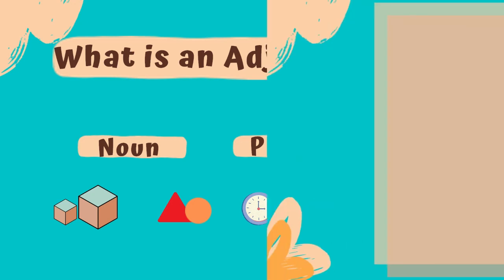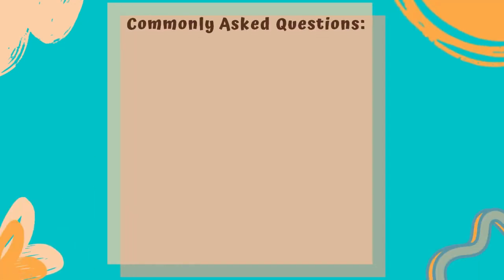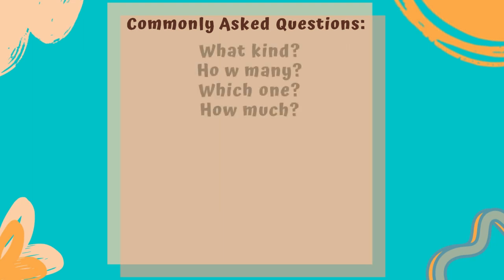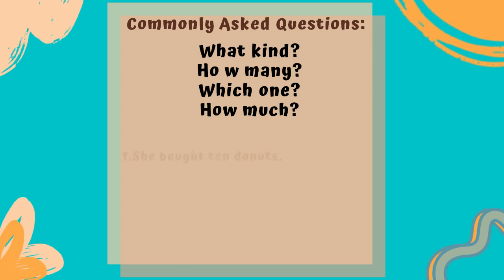Now, there are some questions we commonly ask to provide or determine essential information about the nouns or pronouns being described. These questions are what kind, how many, which one, and how much. Now, let's have some examples with adjectives.